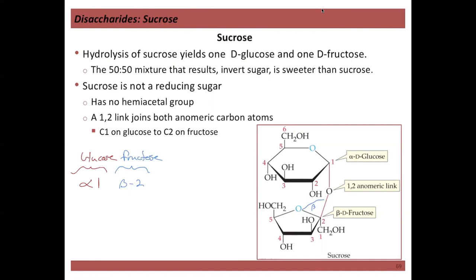And so this is actually a non-reducing sugar, and the reason it's a non-reducing sugar is because both anomeric carbons are linked together. There is no hemiacetal in this structure that could open up and get oxidized.